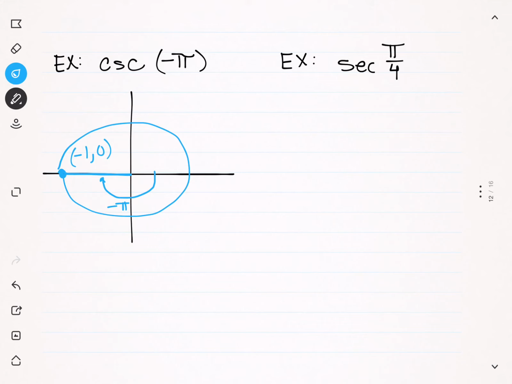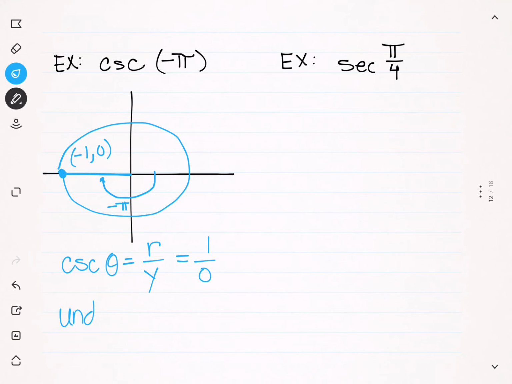Your cosecant is the reciprocal function of sine, right? So it's r over y. What is the radius of the unit circle? It is positive 1. What's our y value at negative pi? It is 0. So 1 divided by 0, this must be undefined.